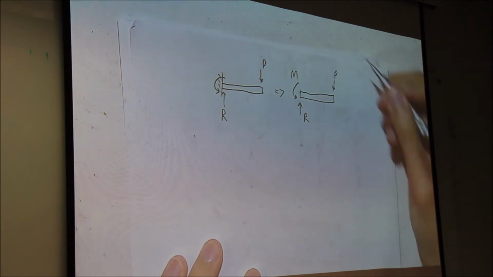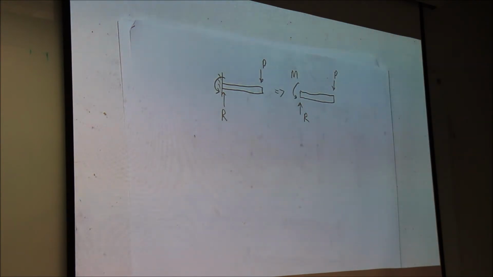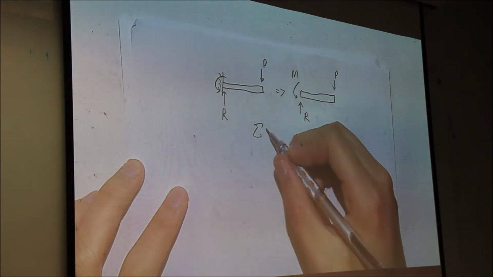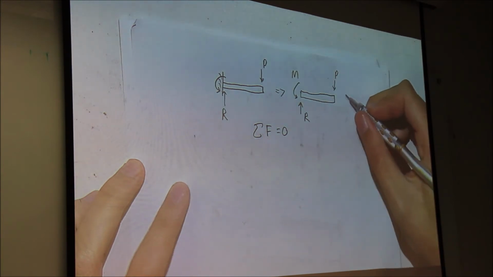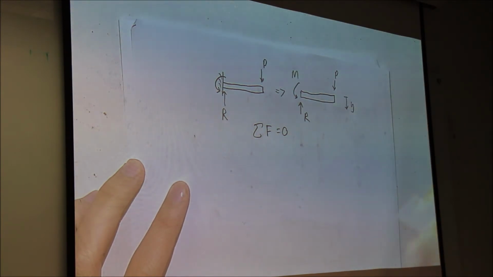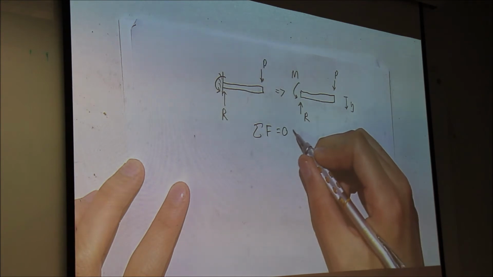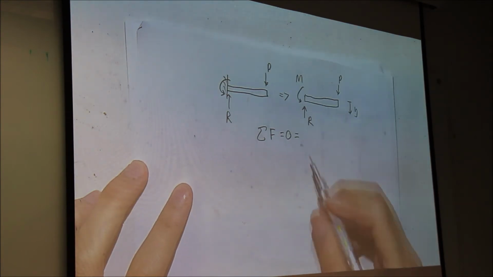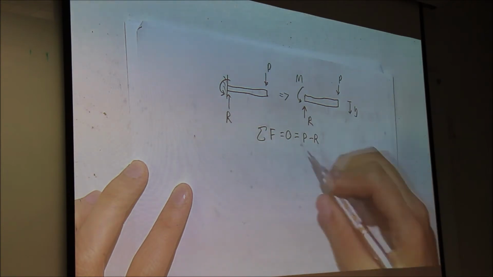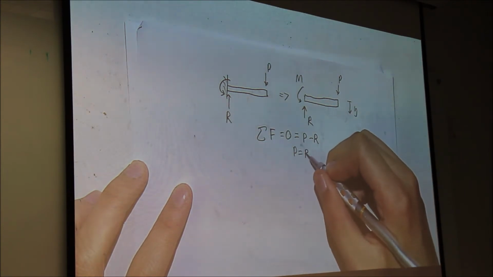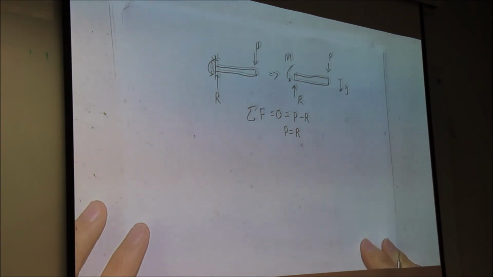So we'll call this M for moment. It's going to be some moment. So let's solve this again. We know that with Newton's law, the sum of forces is equal to 0. Let's say y is positive this way, just defining a coordinate system. That means P minus R is equal to 0. That means P is equal to R. No surprise there.